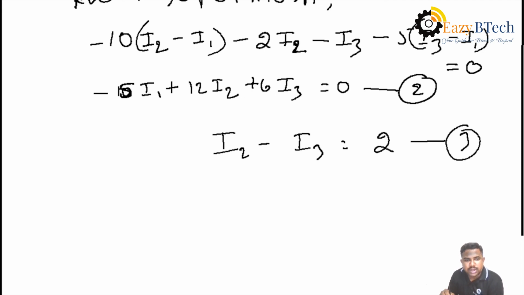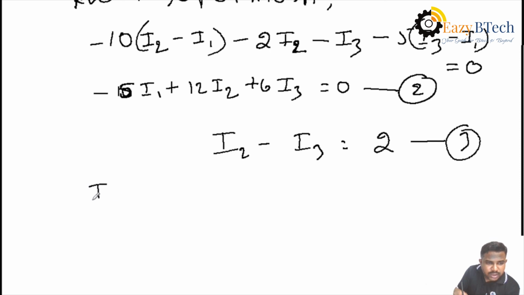What is the second loop current? I2. The third loop current is I3. Observe the direction of I2 and I3 with the 2 amperes. We have the same direction as I2, that's why it is taken as positive I2. Then I2 minus I3 equal to 2 amperes. Then we can solve the three equations 1, 2, 3.